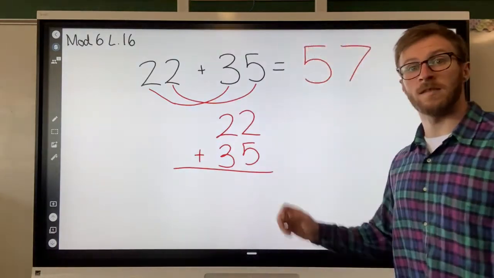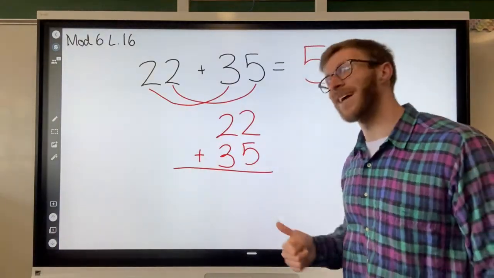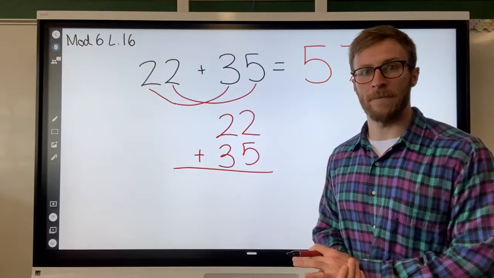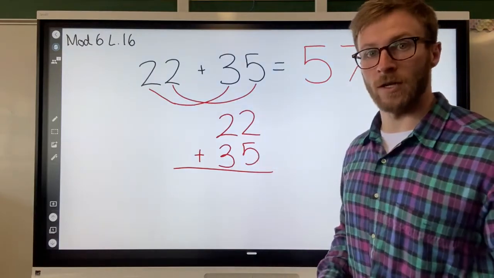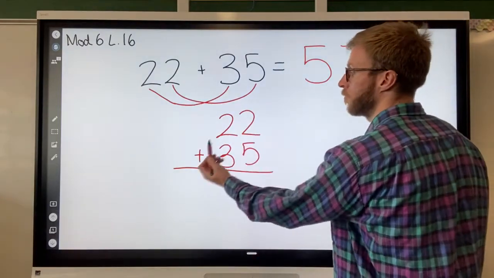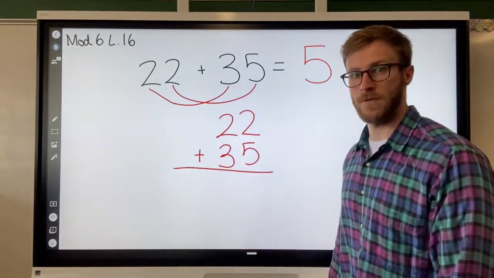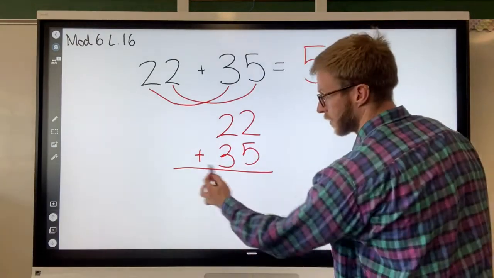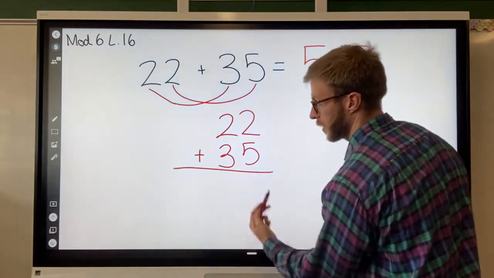You might have seen something set up like this in iReady or in Extra Math if you do that. This is another way of writing a number sentence. We read it 22 plus 35, okay? And then this is our equal sign, so our answer is going to go down here.